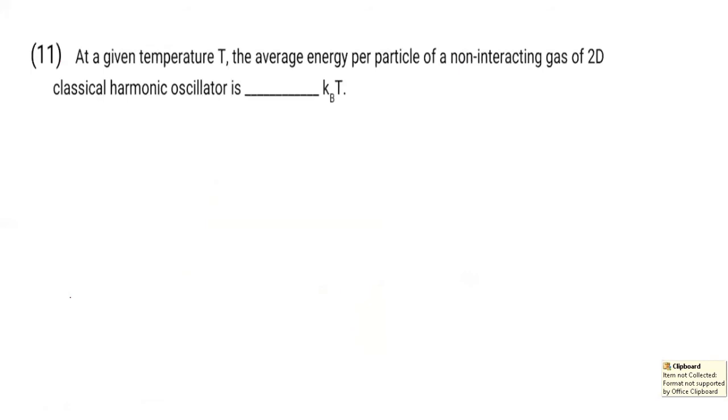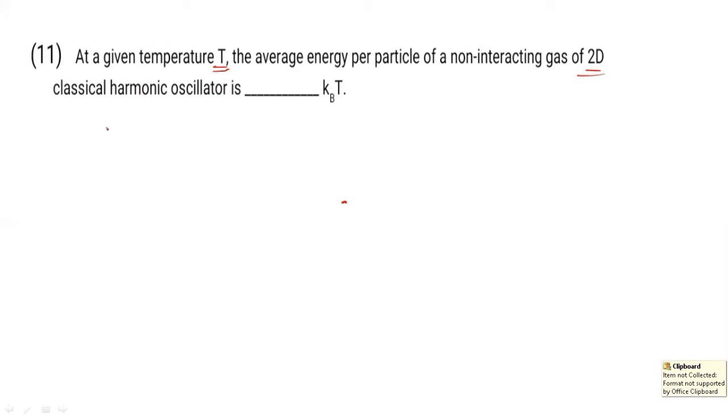Now let's see question number 11. At a given temperature T, the average energy per particle of a non-interacting gas of two-dimensional classical harmonic oscillators is what? Firstly, let's see the question. Suppose the given temperature is T. We need to find the average energy per particle of a non-interacting gas of a two-dimensional classical harmonic oscillator.